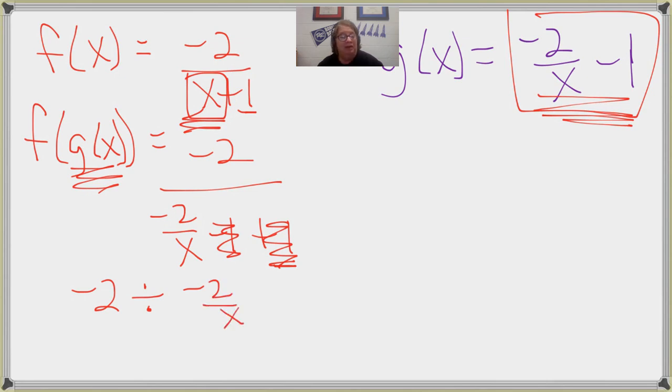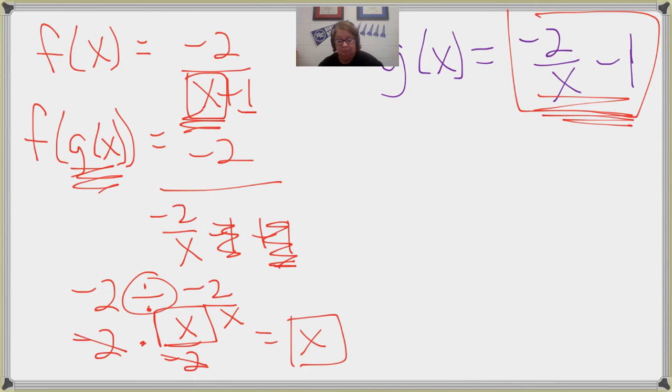Think back when you learned to divide fractions. You learned keep, change, flip. Keep the -2, change divide to multiply, flip this. What happens to those -2's? They cancel. What's left? Just the x. Okay? Which means now we need to check the other side. You almost wish it had not canceled, right? All right, so let's check this side.